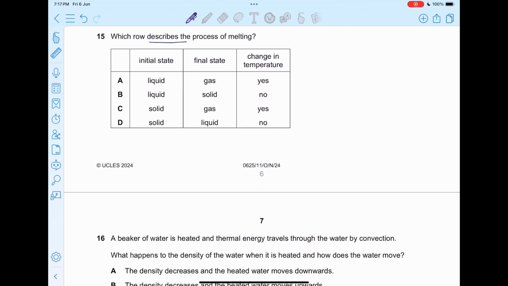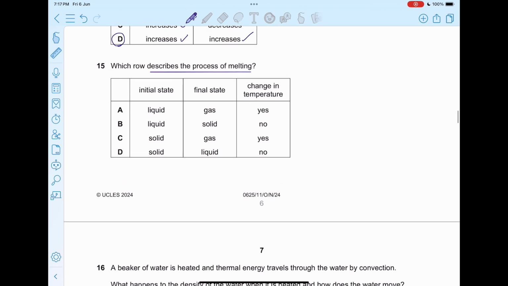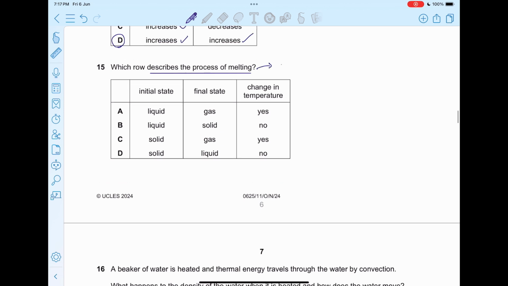Number 15, which row describes the process of melting? Melting is the change of an object from solid state to liquid state. So the answer is already D, but there's no change in temperature because of the specific latent heat of fusion.